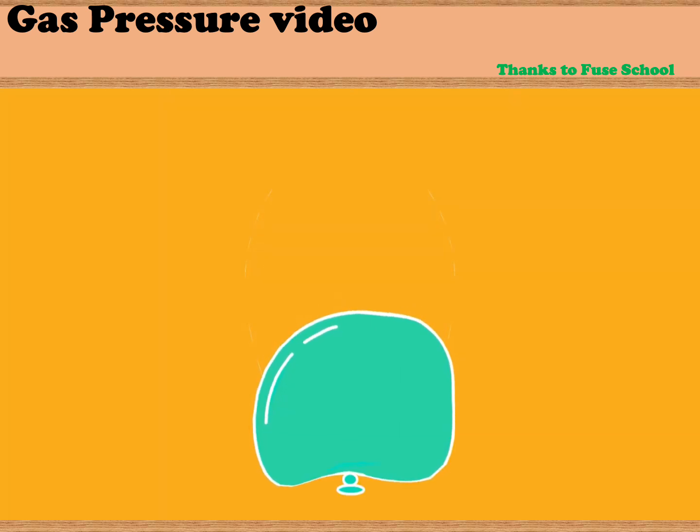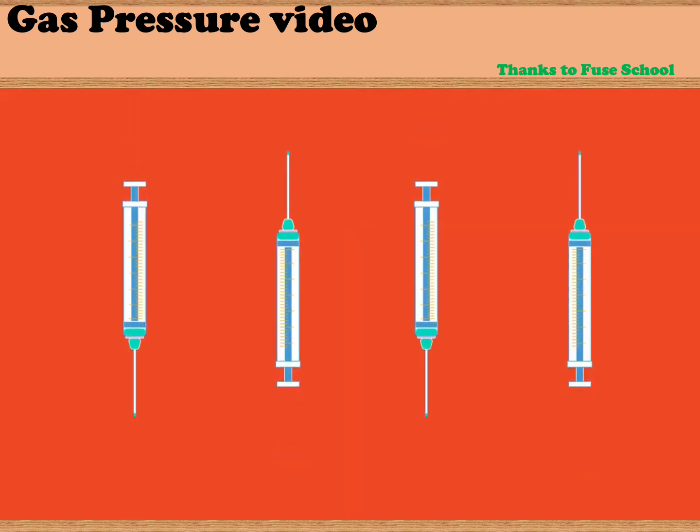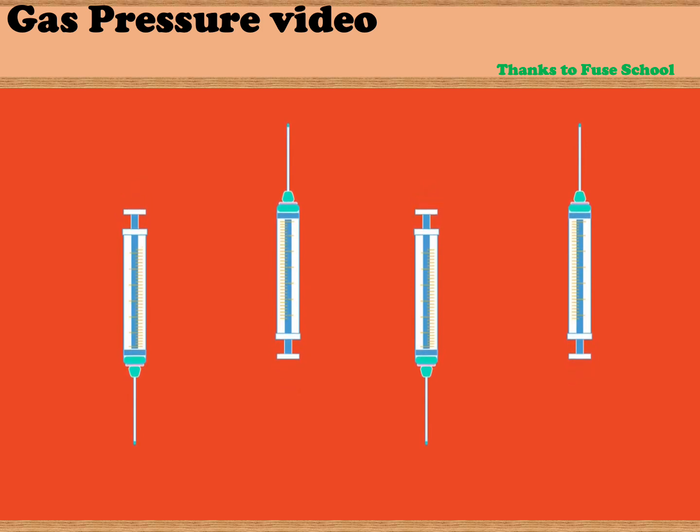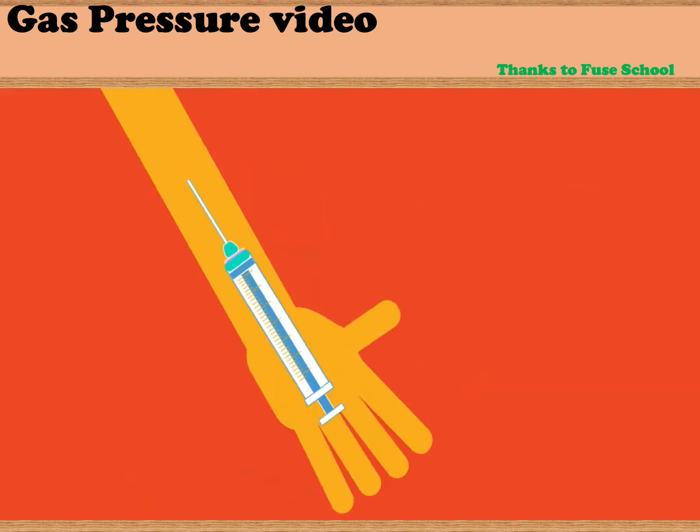Now, it's time for something none of us like. Needles and syringes. Thankfully, there are no injections for us today. We're just learning that needles and syringes work due to pressure in gases. When the plunger of a syringe is pulled out, it causes the volume in the chamber to increase. This increased volume causes the pressure inside to decrease.